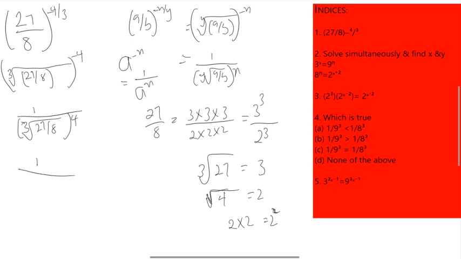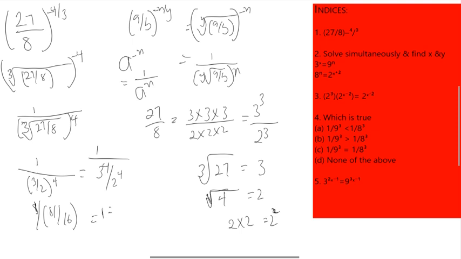So we have 1 over the cube root of 27 over 8, which is going to be 3 over 2 raised to the power of 4. So now we're going to take 3 raised to the power 4 and 2 raised to the power 4. So here we have 1 over 3 raised to the power 4 over 2 raised to the power 4. 3 raised to the power 4 will give us 81. So we have 1 over 81 over 16. Depending on your option, if it is like this, then you can go with this. But this is not our final answer.